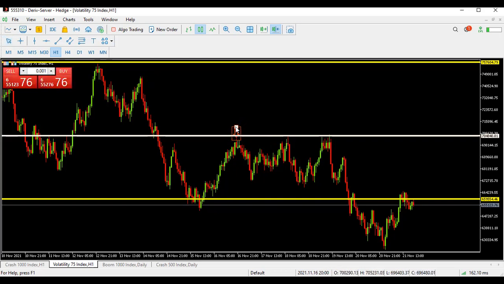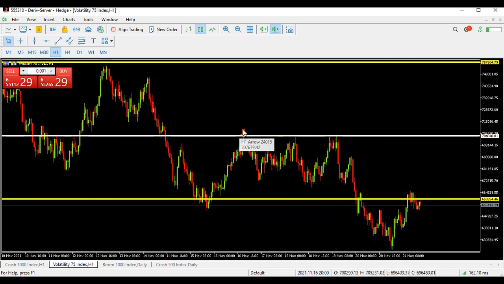You can put a sell limit here. Look at this candlestick. It's a confirmation candlestick. This is also a confirmation candlestick. Let me also show you. This is also a confirmation candlestick. All right. And then this is also a confirmation.